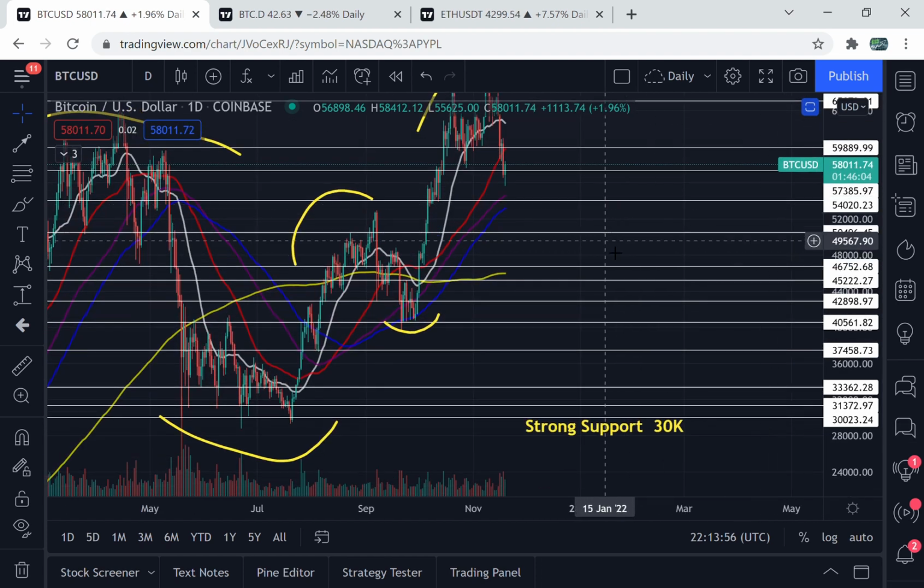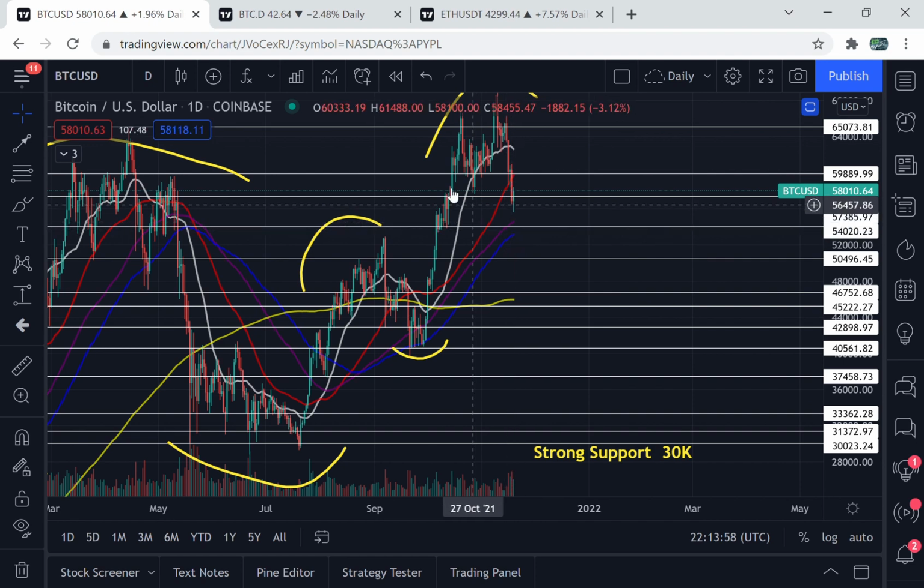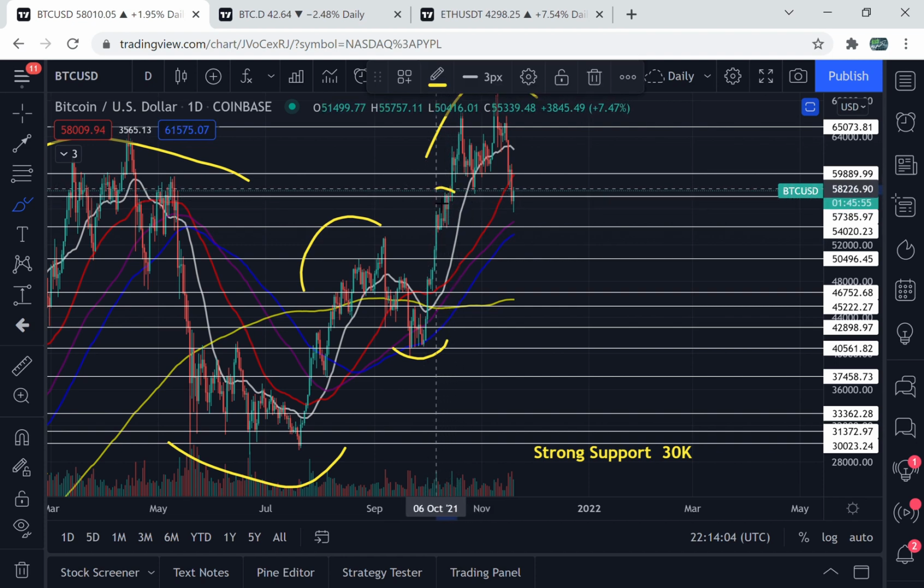What I'm looking at is, again, this cluster here. This cluster right here looks like a support zone. That's where Bitcoin has now entered. It's popped up. We are below the 50 on the simple. Our 21 is curling down. Wouldn't be surprised for Bitcoin to range in here for a little bit.